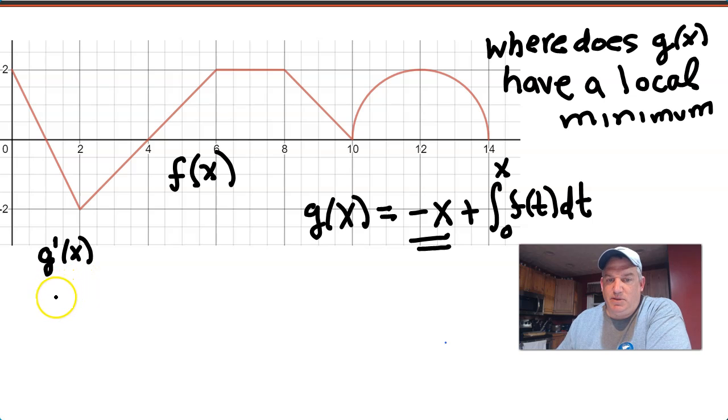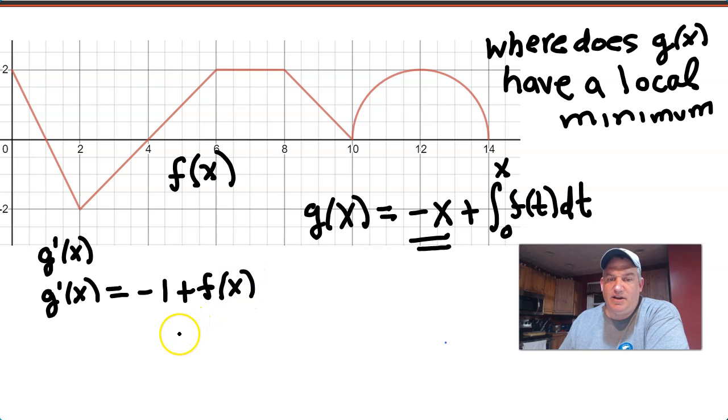So in our problem, g prime is defined as negative 1 plus f of x. And it's clear that negative 1 plus f of x would be defined at all values of x between 0 and 14. So there's nowhere where the first derivative doesn't exist. However, there would be places where our g prime would equal 0, and that would be when f of x is equal to 1. So wherever f of x is equal to 1, those are going to be my critical points.